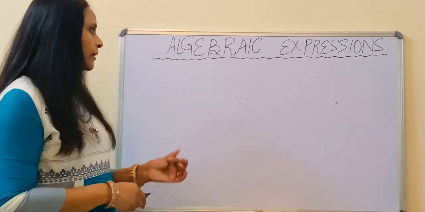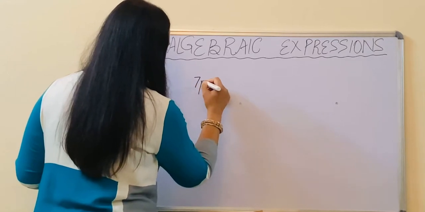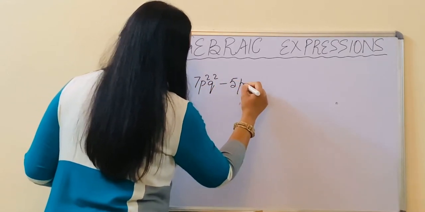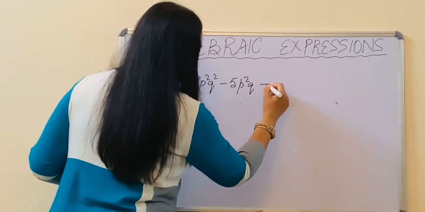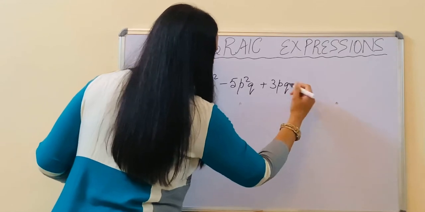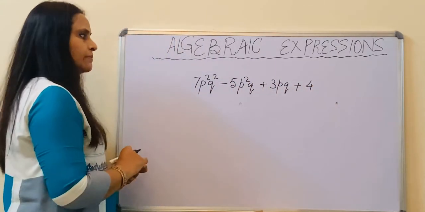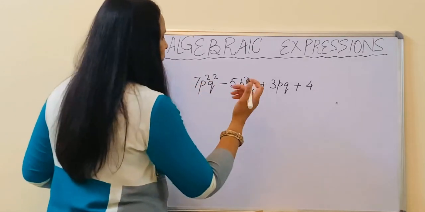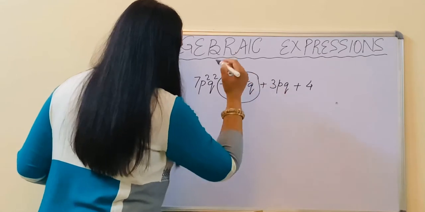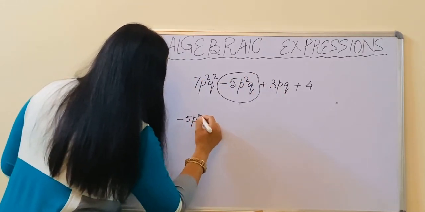Now, moving ahead, I am writing a polynomial expression, that is 7p square q square minus 5p square q plus 3pq and a constant term, that is 4. This is a polynomial expression. Now what is a coefficient? We have all the factors. I am taking this term as it is, also having a negative sign with it: minus 5p square q.